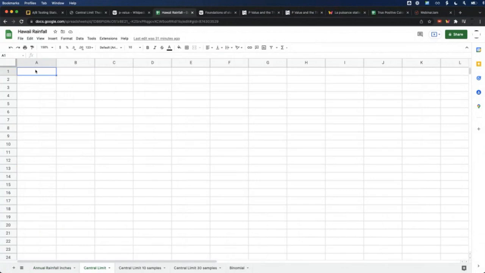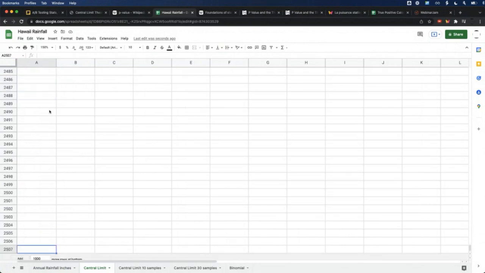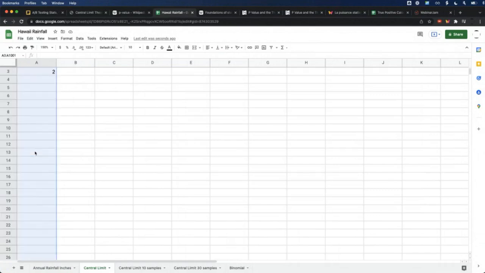So first of all, let's take sample one. Actually, let's do it this way: iterations, and let's draw 5. So draw one, draw 2, and then we draw 5 such samples. And then let's say I iterate 1,000 times. So I'll just extend this all the way down. There is a function to do this as a shortcut, but this is faster for me right now.